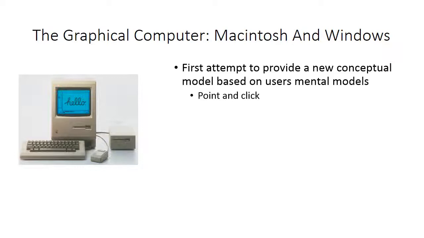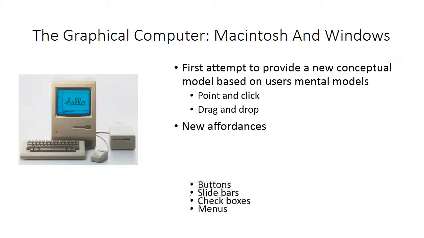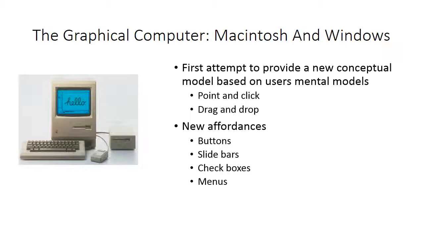We all know how to point and click. We know how to drag and drop. By the way, it doesn't matter if you're Mac or PC. You can go from one to the other. They work the same way. Why? They're based on the same conceptual model, pretty much. New affordances, you know, you have the mouse, obviously, very graphical computers. Drop-down menus, buttons, sidebars, radio buttons, all of the things that we take absolutely for granted in today's computers is really new.